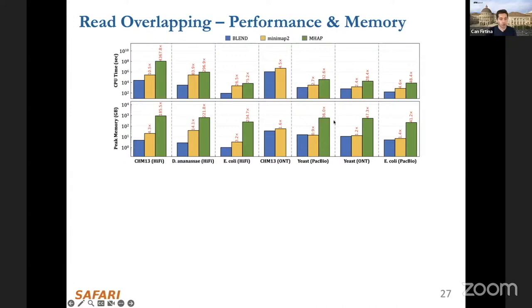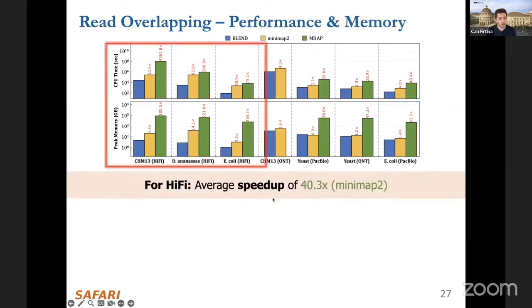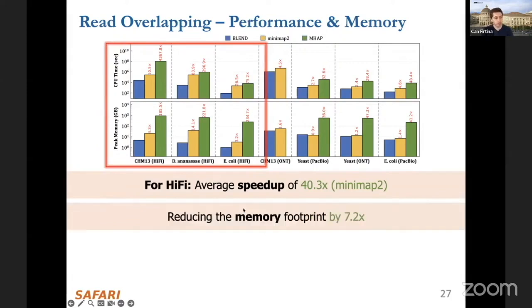And so although BLEND provides a speedup, these numbers are the speedups compared to Minimap2 and MHAP. I'll mainly focus on the results for HiFi reads. Those HiFi datasets are here, and these are essentially very accurate reads. And what we see is that BLEND provides an average speedup of almost 40x compared to Minimap2, and it also reduces the memory footprint by 7.2x.